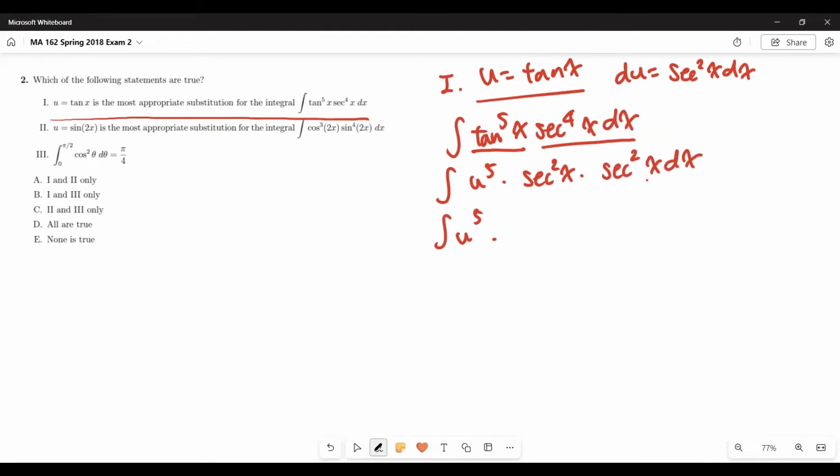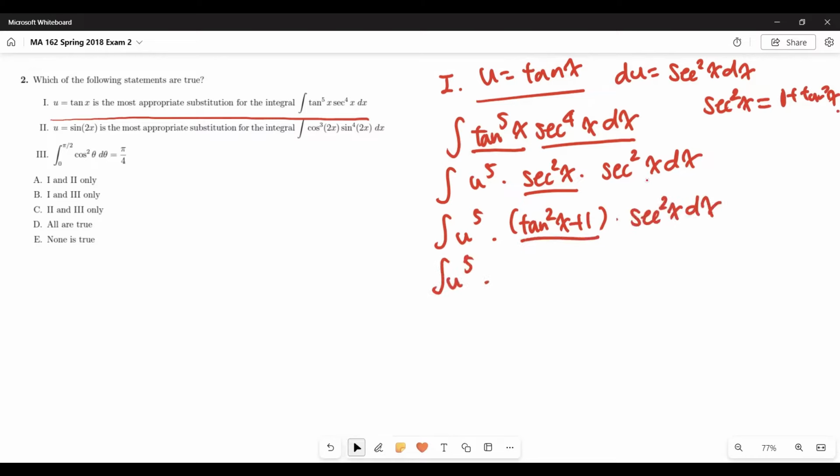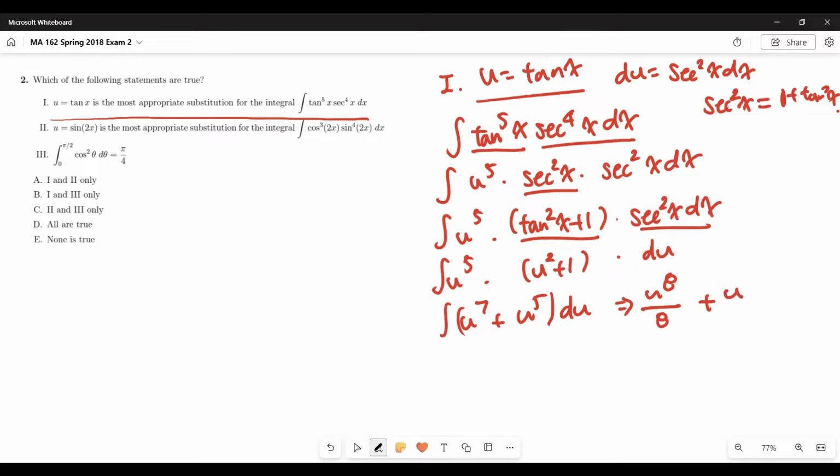And we are going to change one secant squared x as tangent squared x plus 1, since secant squared x is equal to 1 plus tangent squared x, with trig identities, and the other secant squared x dx is du. So u to the fifth power times (u squared plus 1) du. So this eventually becomes u to the seventh power plus u to the fifth power du. This is just going to be u to the eighth power over 8 plus u to the sixth power over 6.